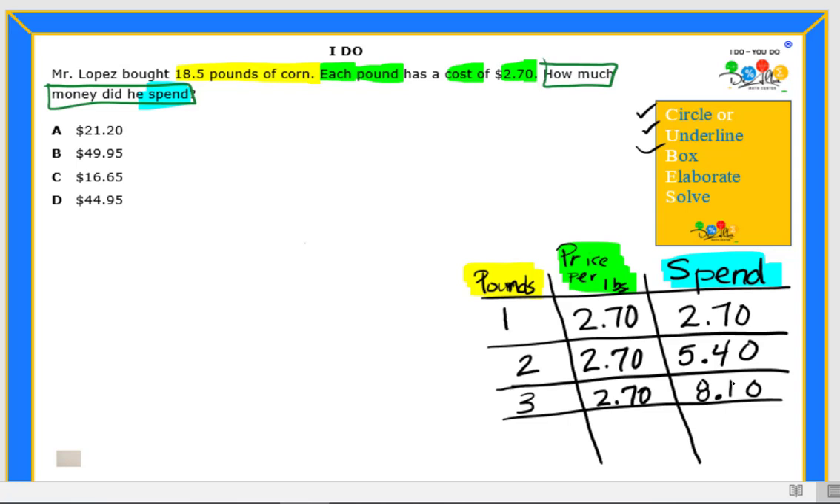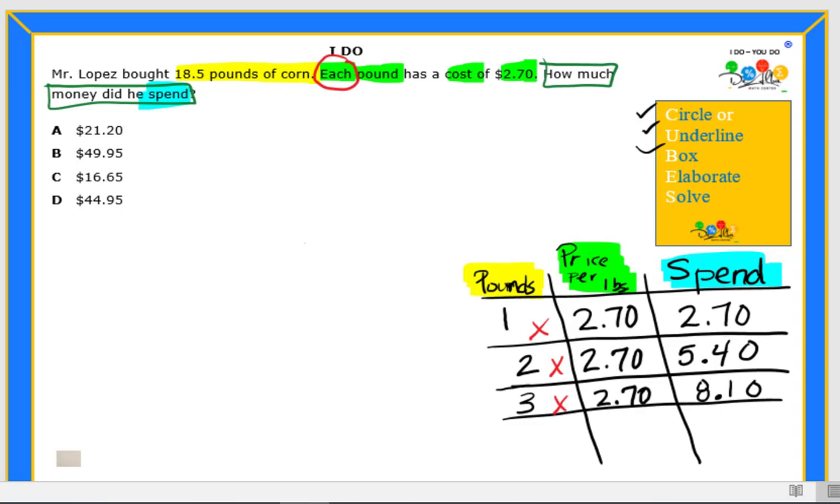Let's see if we can find a pattern. Can you see what we are doing? Yes, we are taking the number of pounds that we buy and multiplying it by the cost per pound to figure out what we should spend. So the word each in this problem is going to represent multiplication.